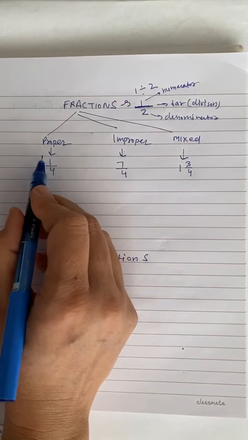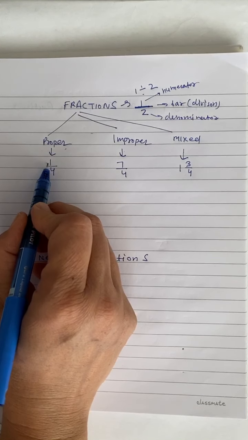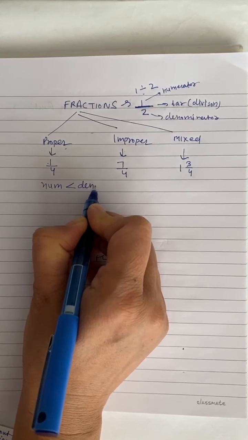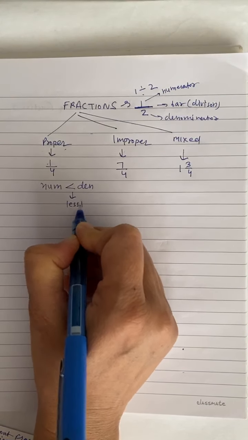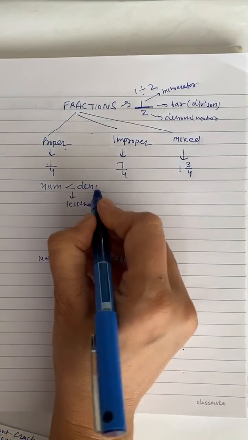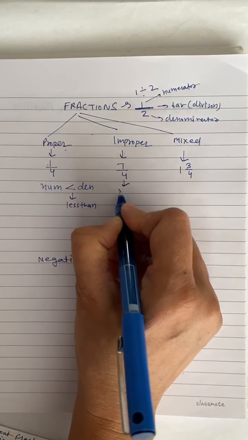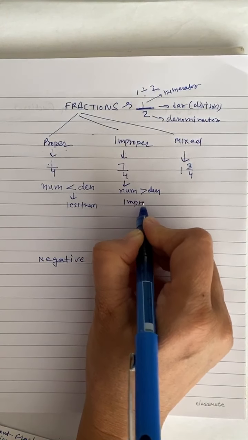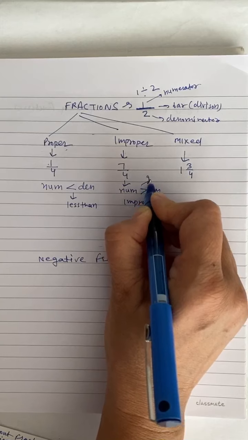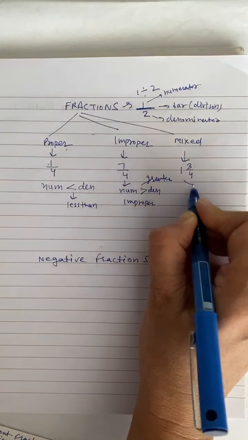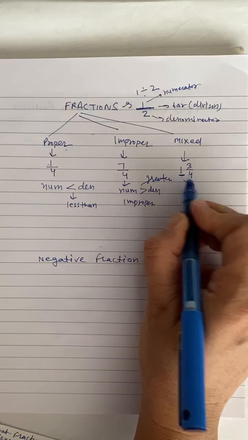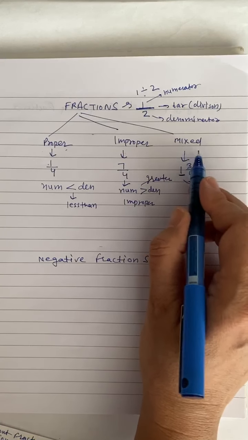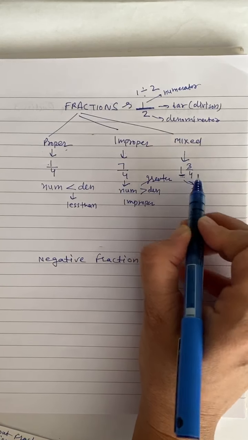In a proper fraction, as you can see, the numerator is less than the denominator, which means it's a proper fraction. Here you have a numerator which is greater than the denominator, which means it's an improper fraction. The mixed fraction has a whole part and also a fraction part. So it's a mix of whole and parts.